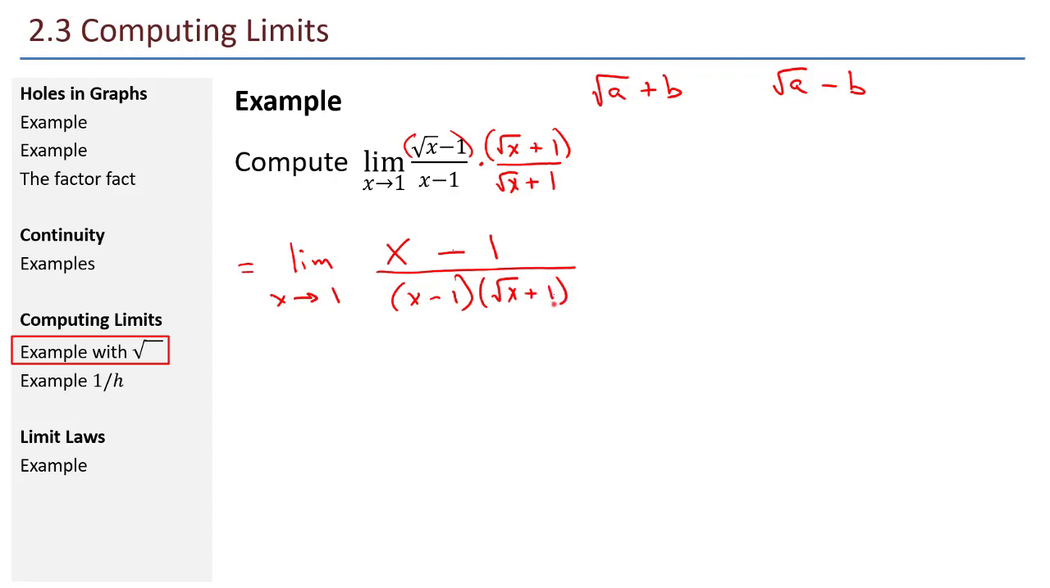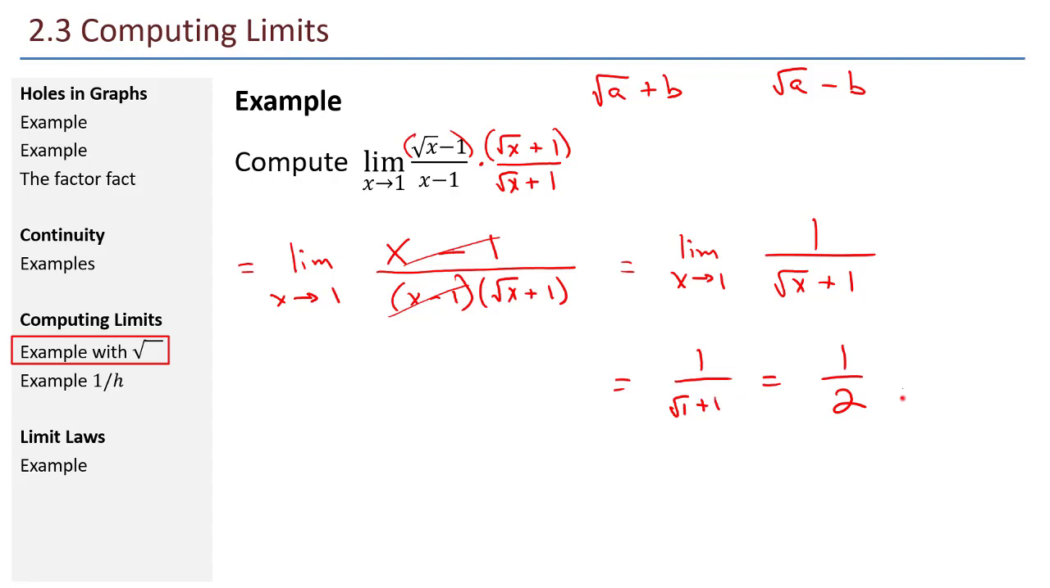And I left it factored because, oh, I really see there's a common factor of x minus 1 in the top and the bottom. So the problem simplifies to the limit as x approaches 1 of 1 over the square root of x plus 1. Now, can I plug in 1 and get an answer that is a number? Yes. 1 over the square root of 1 plus 1, which is 1/2, and there's my answer.